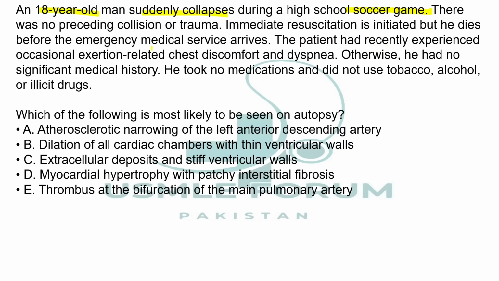So, he had also experienced exertional related chest discomfort and dyspnea, and he has no significant medical history. He took no medications. Going straight into the question, you can understand that he was an athlete, an 18-year-old athlete. So, remember this, an athlete with sudden death due to cardiac causes is hypertrophic cardiomyopathy until proven otherwise.